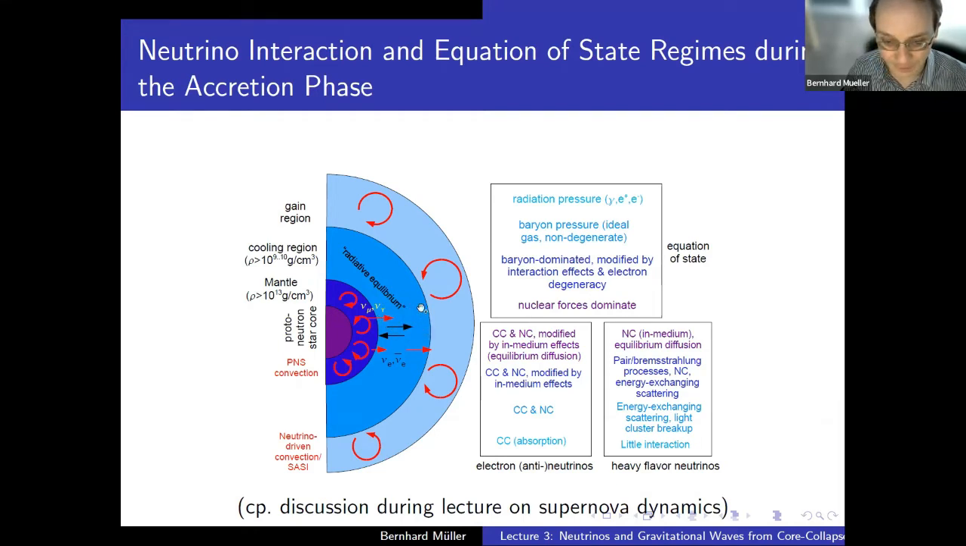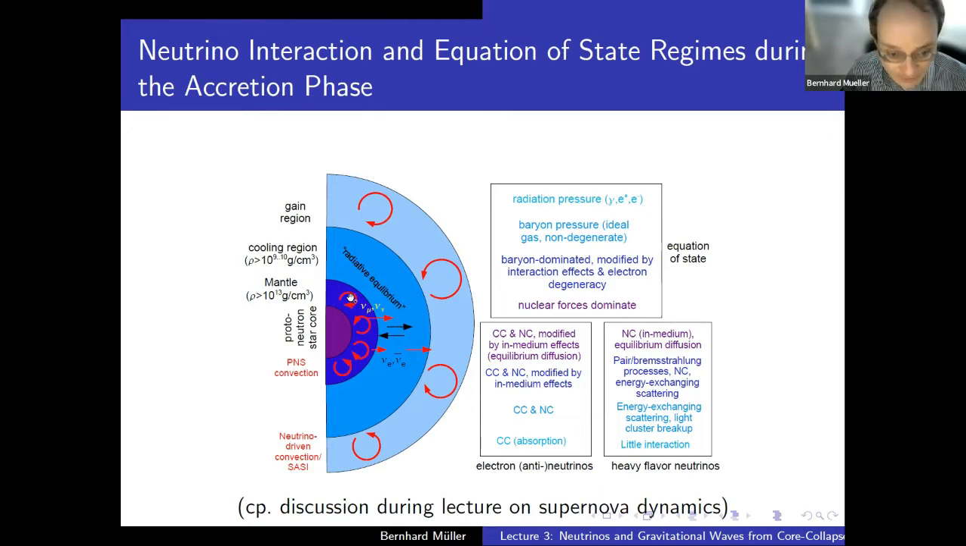But the heavy flavor neutrinos that go through here can still interact a bit. They can have, with a small probability, some interactions with this material, scattering off nucleons and transferring a little bit of recoil energy, or maybe breaking up light clusters. So they can transfer a little bit of energy into this region. They actually do. But in this region, they're not really produced.